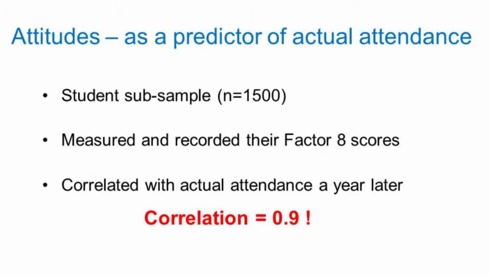If attendance is a concern in your school, then this research will be of interest to you. We surveyed 1,500 Year 7 students and recorded their Factor 8 score, attitude to attendance. Then we went back a year later and measured their actual attendance, now in Year 8. Of those who had a low attitude to attendance in Year 7, 9 out of 10 had started to miss school in Year 8. The message here is clear.